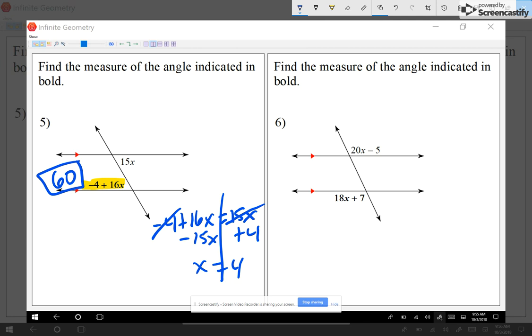But if you're solving that, can't you just subtract the 16x? Yeah, if you want to move the x's to the right, then sure.